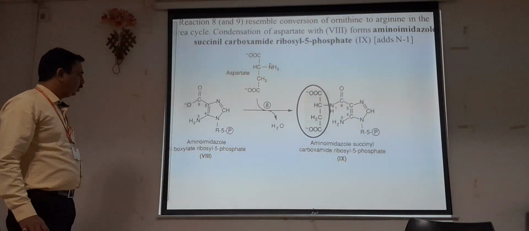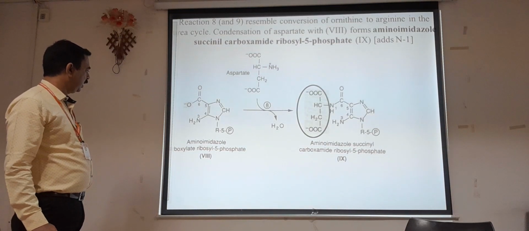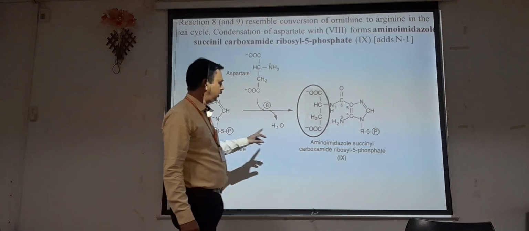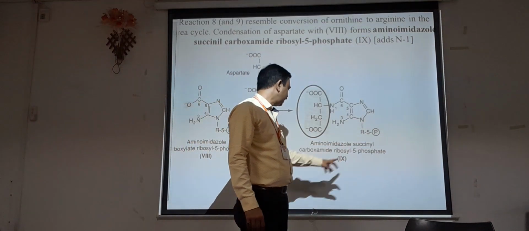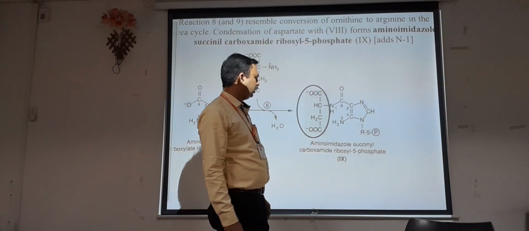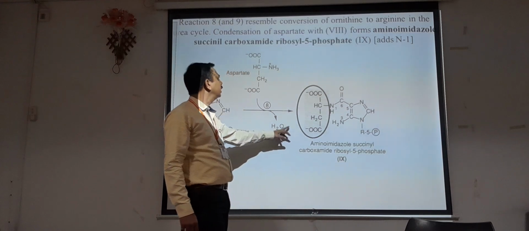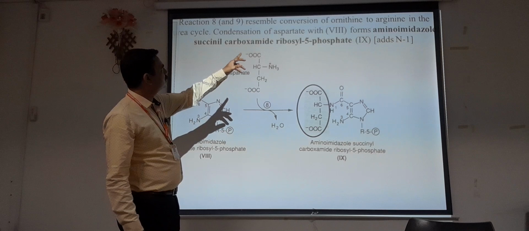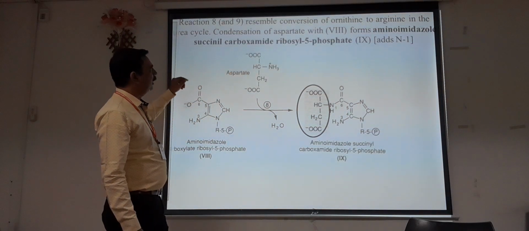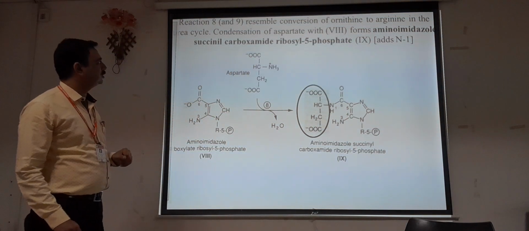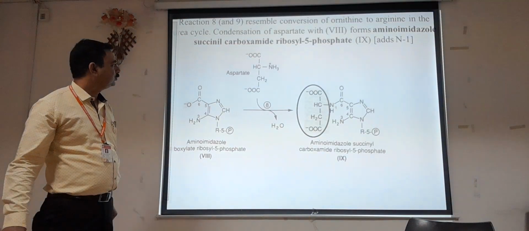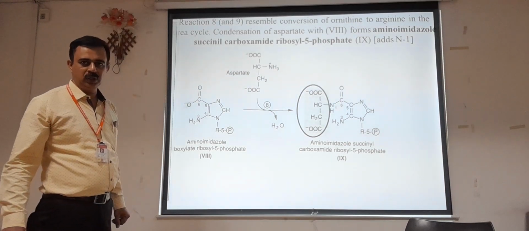Furthermore, aminoimidazole carboxylate ribosyl 5-phosphate now gets converted into aminoimidazole succinyl carboxamide ribosyl 5-phosphate. The succinyl group is attached over here. As in the ornithine and arginine cycle, condensation of aspartate to form aminoimidazole succinyl carboxamide ribosyl 5-phosphate would take place. Correct. So this is how the actual reaction works out.